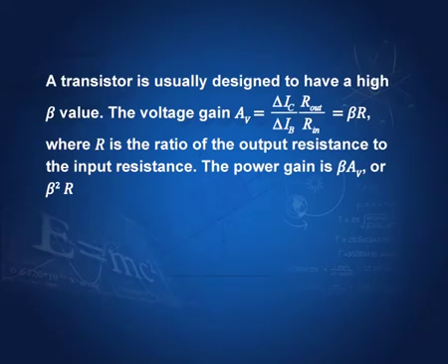The voltage gain is the current gain times the ratio of resistances. So, it is beta R, where R is the ratio of the output resistance to the input resistance, and the power gain is beta times the voltage gain. So, it is beta squared R. So, we have all the formulae here: the current gain, the voltage gain, and the power gain. Current gain is delta IC by delta IB, designed to be very high. Voltage gain again is quite high, because beta is there times the ratio of R out and R in, and power gain is beta times AV. So, it is beta squared R.